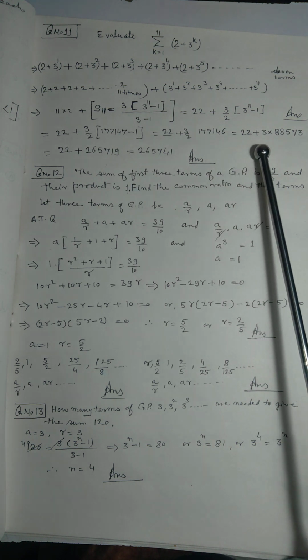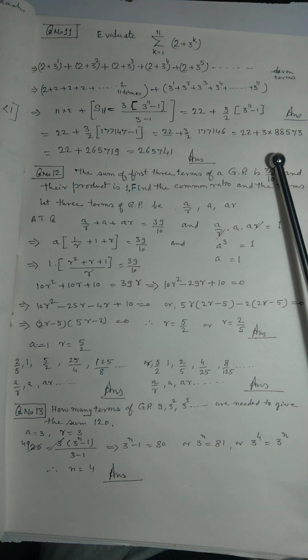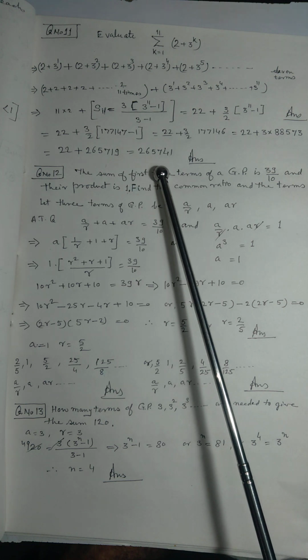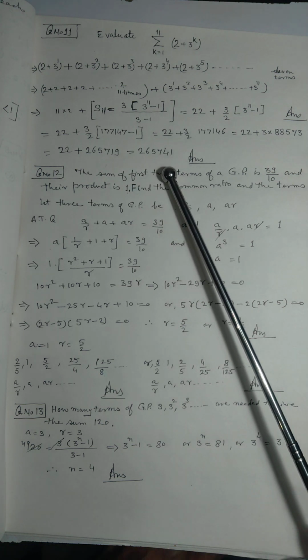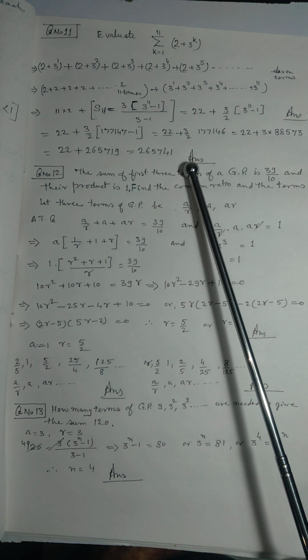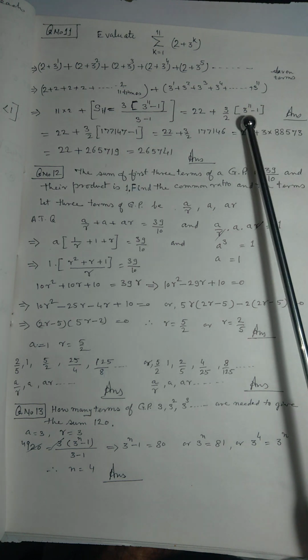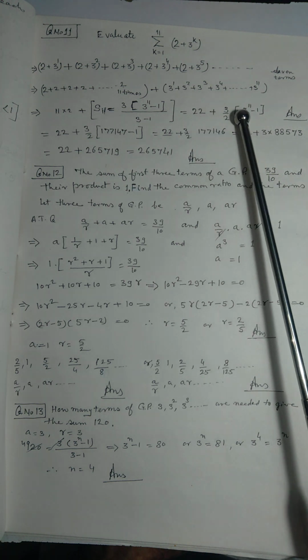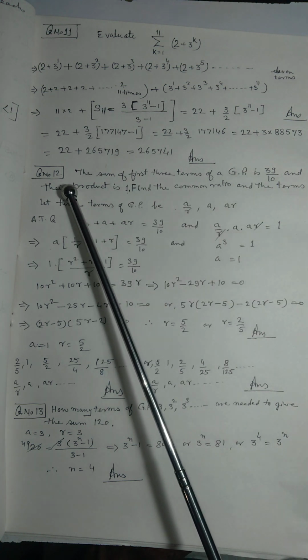इसको डिवाइड किया, 3 से मल्टीप्लाई कर दिया, so ultimately we will get 265741. This will be your answer. Either you take this answer, or if you have no time, then you can just stop here. This will be your correct answer also. Now come to the question number 12.